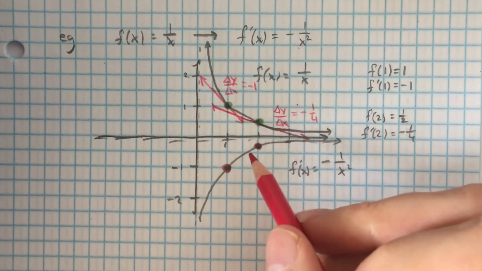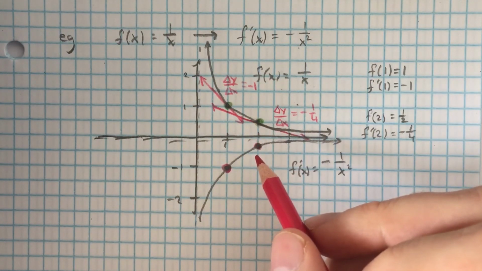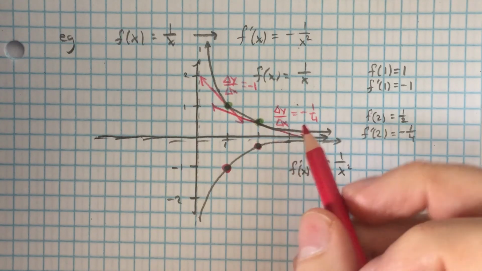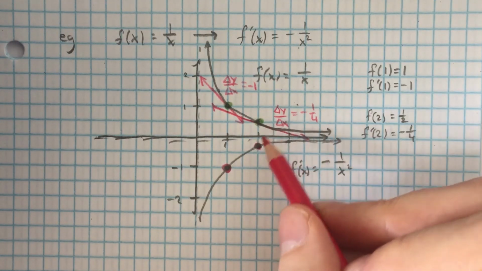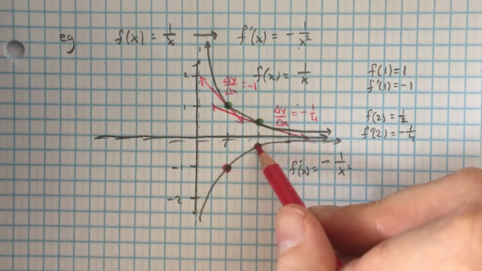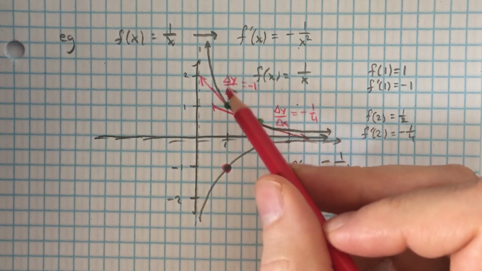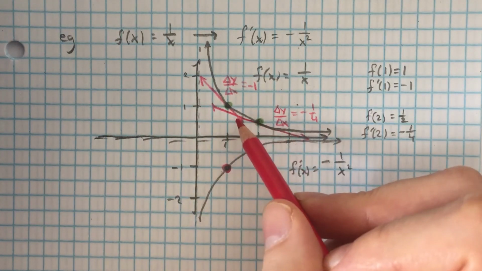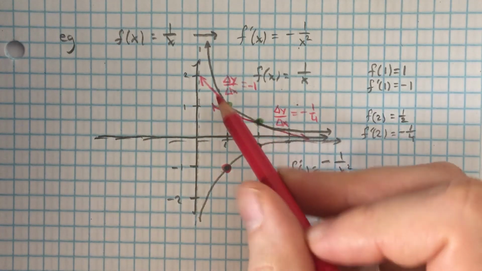So that's the geometric connection, you might say, between the derivative function, right, as its own curve, that its heights are the same as the values of the slopes, not the heights, but the slopes on the original curve.